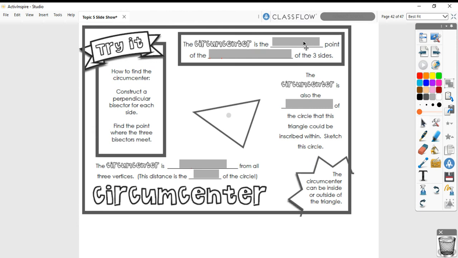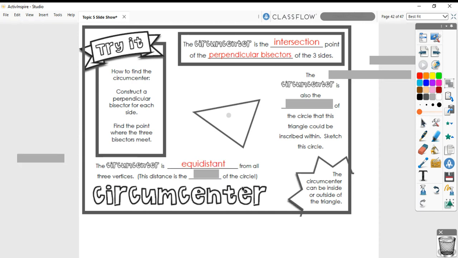This next one is what's called the circumcenter. It is the intersection point of the perpendicular bisectors. Now, that's another term that we've heard before. Bisect, like we said a little while ago, means cut in half, and perpendicular means that it makes right angles. Okay?